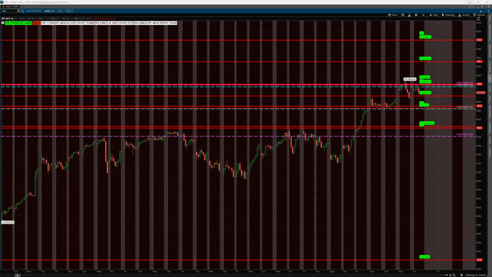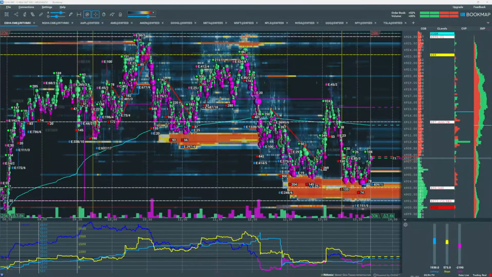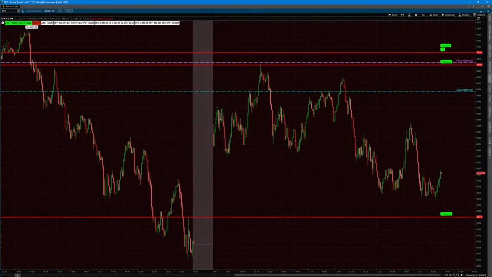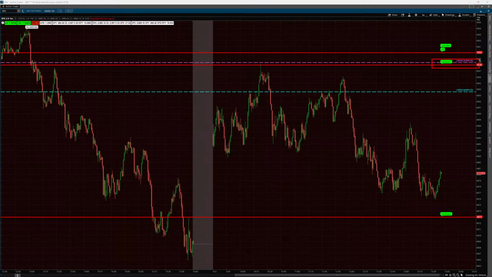All right, finally, let's take a look at a 1 minute chart, so we can see the levels in play for today. So here's that combo level that I mentioned, just below the call wall and acting as perfect resistance. And note that combo level is just below the upper weekly expected move. And here's the upper daily expected move. So all those levels acting as resistance. All right, let's go to Bookmap now.